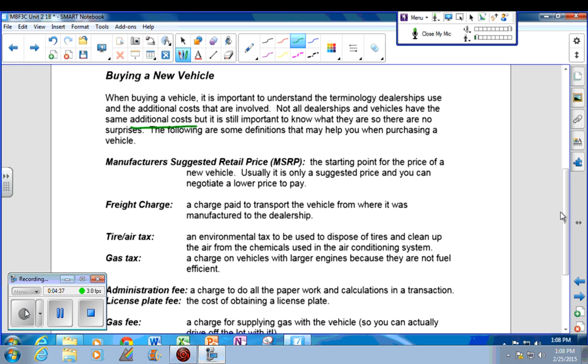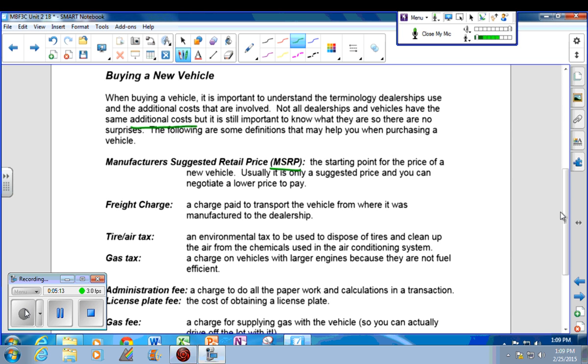A lot of times you're going to see the sticker price on the vehicle. Let's say you're shopping and you find a truck that you really like. It's a brand new truck, and in one of the windows you're going to see a sticker, a list that has all the options and then the price. That's not actually the whole price. The manufacturer's suggested retail price, MSRP, is the list price.